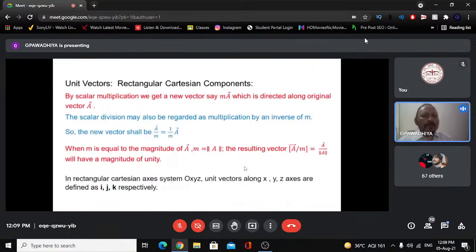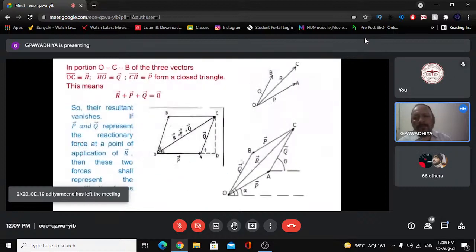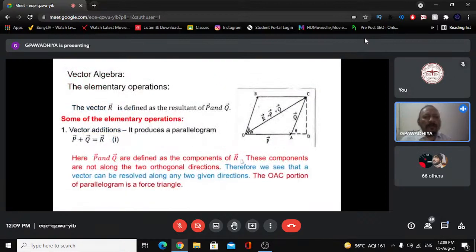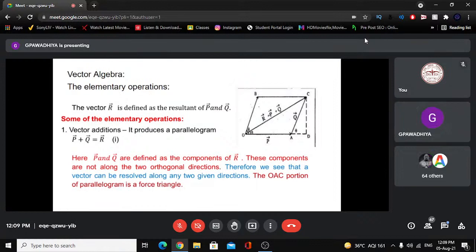So we were doing some basics of vector mechanics, vector definitions. Let's extend this a bit more. Let's study some elementary vector algebra and then some vector operations. Is it clear? All of you are able to see this? Yes, sir. Okay. So here we will first discuss the elementary operations which we discussed in the previous class.